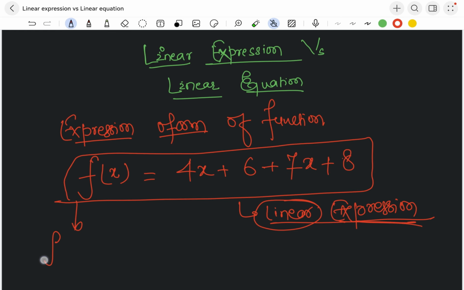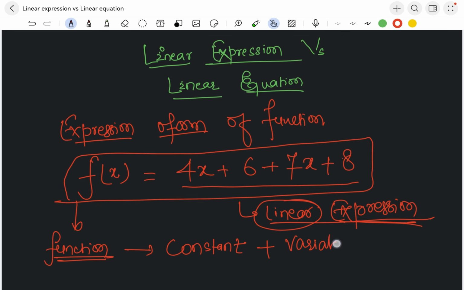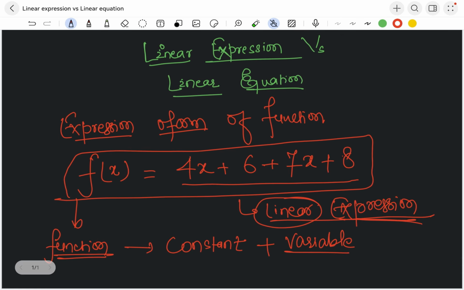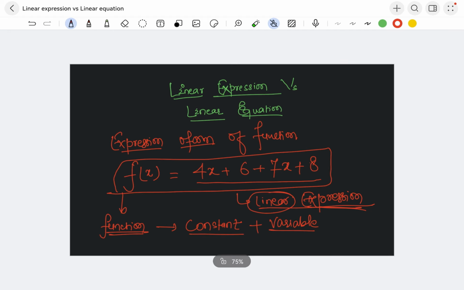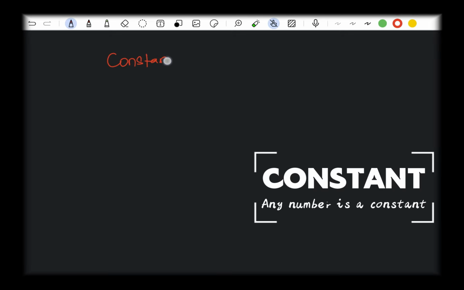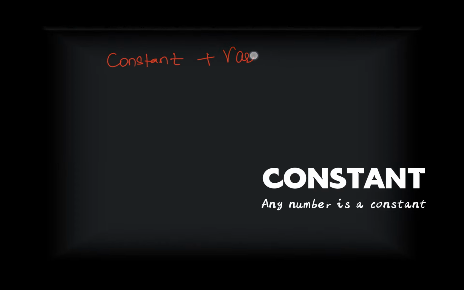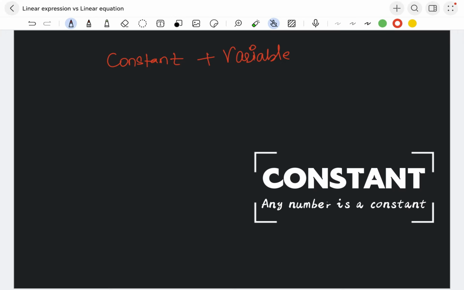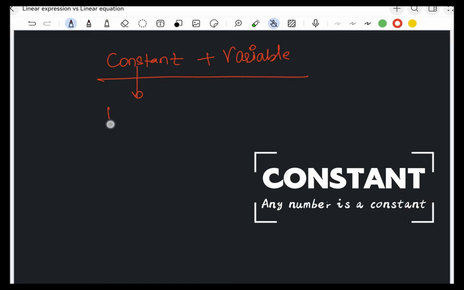And this function is basically an expression which defines that there is a particular constant and a variable. Okay, there's a particular constant and variable. Now what is this constant and variable? We will understand. Constant plus variable. Okay, what is this constant? Any number.